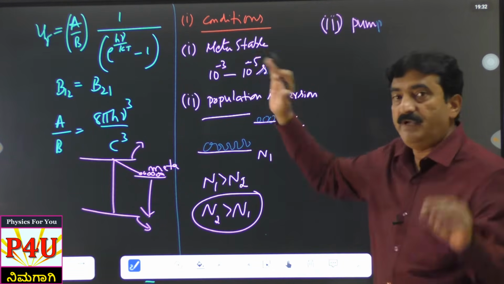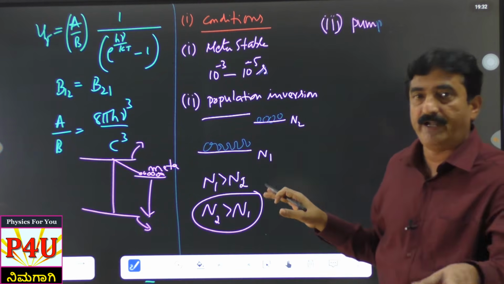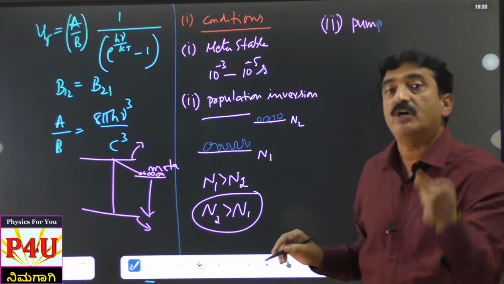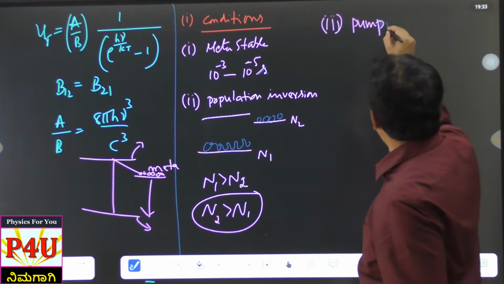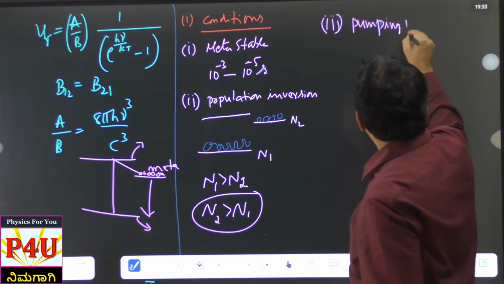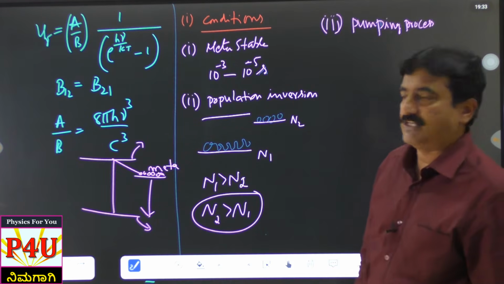First, availability of the metastable state. Next, that metastable state should be thickly populated. To achieve that population, I have to pump. Therefore the next requirement is the pumping process. So these are the three important conditions for lasing action.